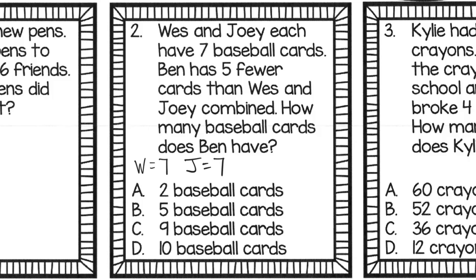But it says Ben has 5 fewer. You can think of that as less. Ben has 5 fewer cards than Wes and Joey combined. Wow. So that means if I combine Joey and Wes, Ben still has 5 fewer than that. Okay, so let's figure that out. Wes and Joey combined is adding 7 plus 7. That's 14.